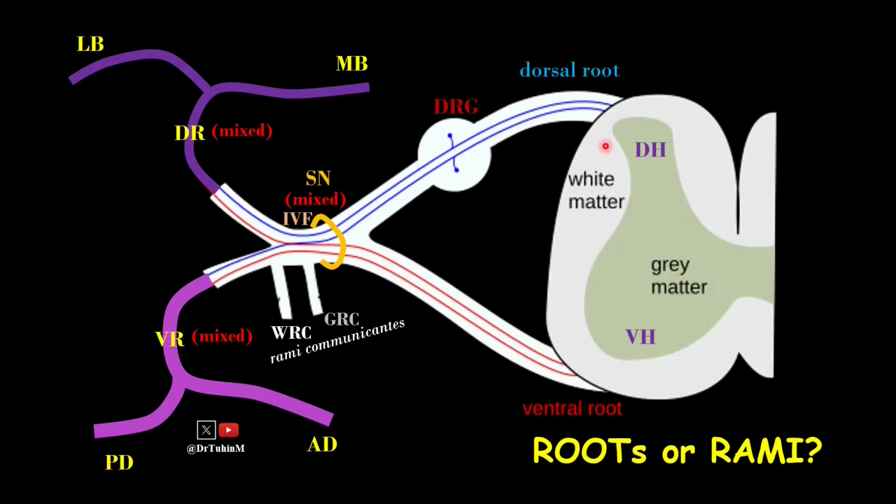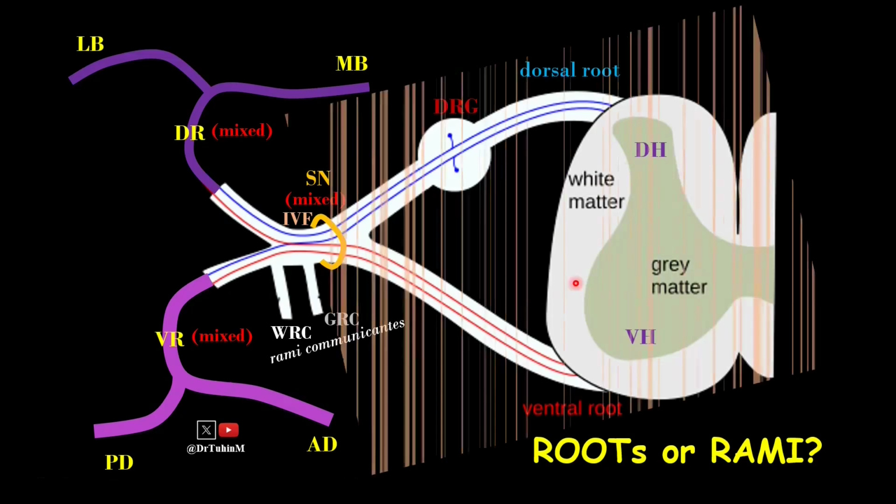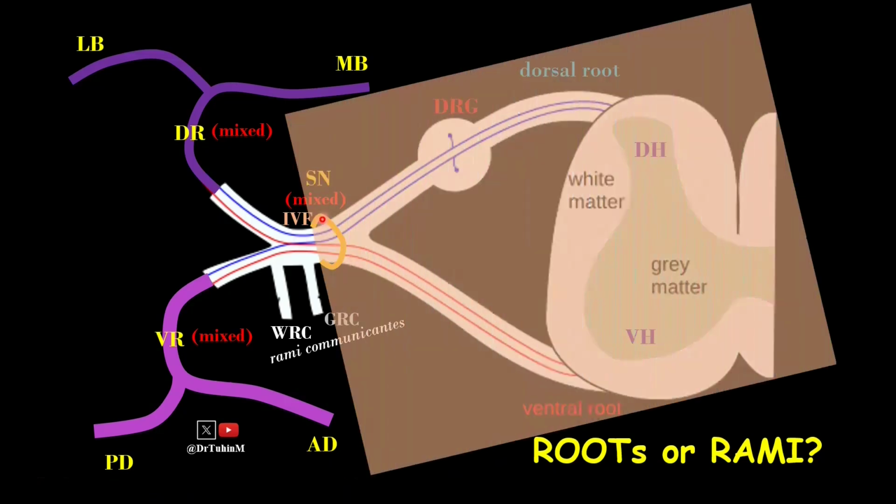Let's clear up the common confusion by revisiting the spinal nerve formation. Each spinal nerve is a mixed nerve formed by the union of the sensory afferent fibers from the dorsal root and the motor efferent fibers from the ventral root. After exiting the vertebral column through the intervertebral foramen, the spinal nerve divides into ventral rami and the dorsal rami, both of which are typically mixed nerves, with a few exceptions.